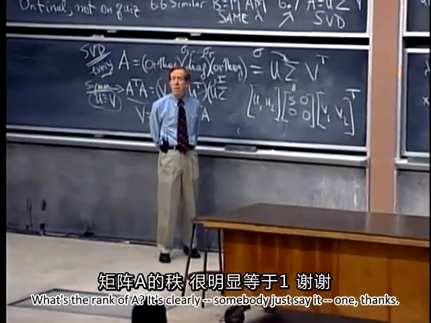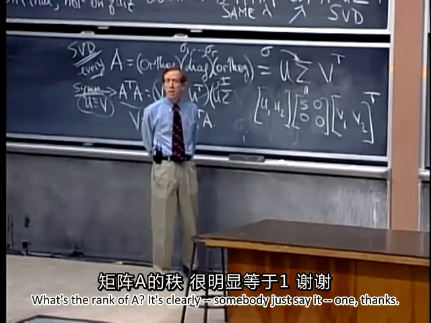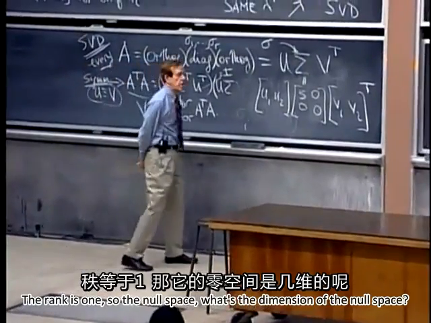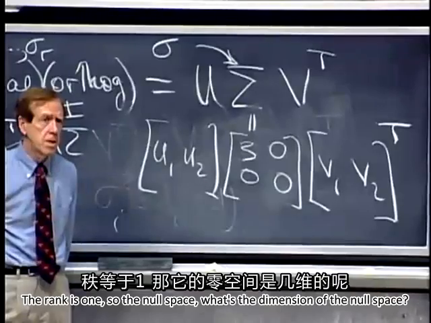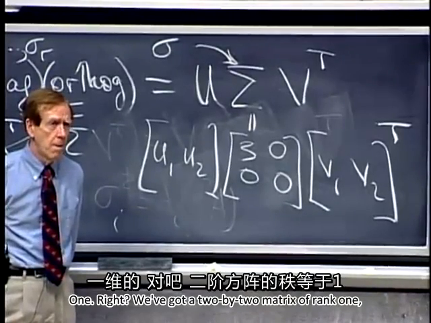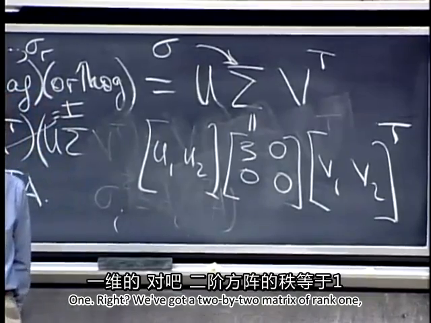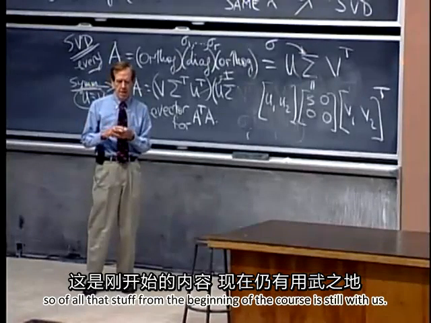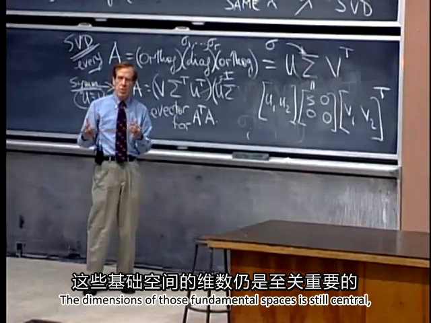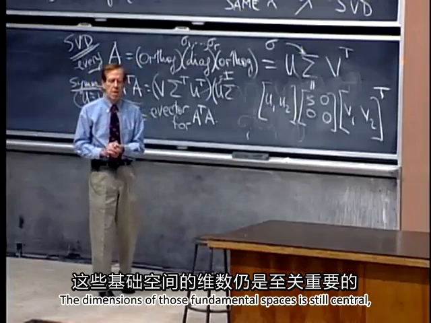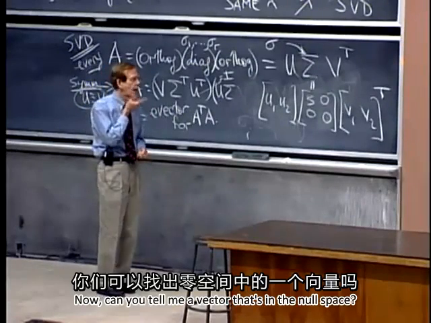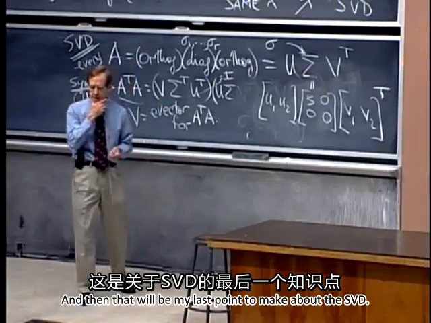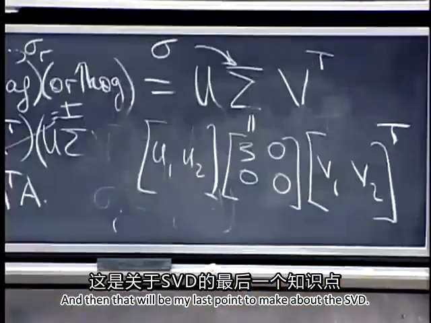It's clearly, somebody just say it, 1, thanks. The rank is 1. So the null space, what's the dimension of the null space? 1, right? We've got a 2 by 2 matrix of rank 1. So all that stuff from the beginning of the course is still with us. The dimensions of those fundamental spaces is still central, and a basis for them. Now, can you tell me a vector that's in the null space? And then that'll be my last point to make about the SVD.